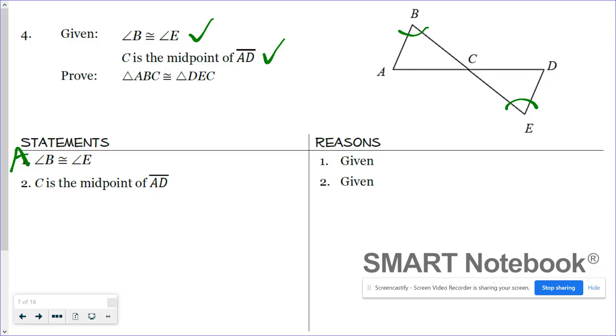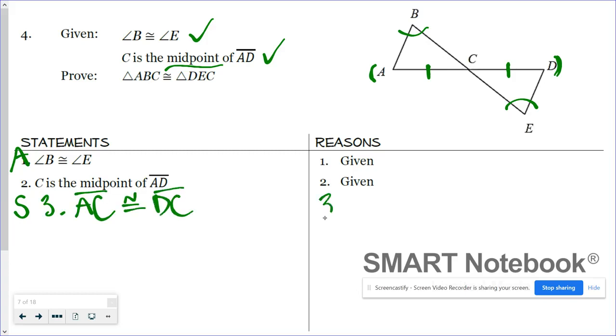When I'm given vocabulary, I need to draw a conclusion. So I know that a midpoint will divide a segment into two congruent segments. When I look at my diagram at AD, so here's A and here's D, that means that these two segments right here are going to be congruent. So now I've got a pair of sides, and I'm going to write that AC is congruent to DC, all because of the definition of midpoint.